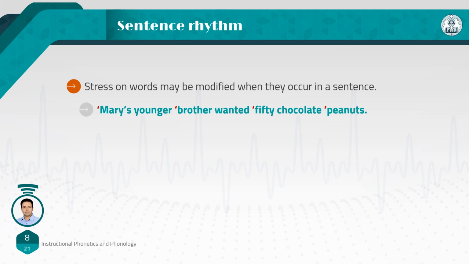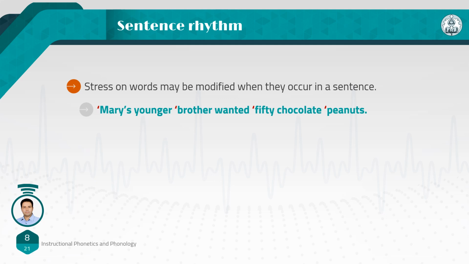Mary's younger brother wanted 50 chocolate peanuts. Thus, the first syllables of younger, wanted, and chocolate are pronounced without stresses. But remember that although they are pronounced without stresses, their full vowel qualities are preserved.